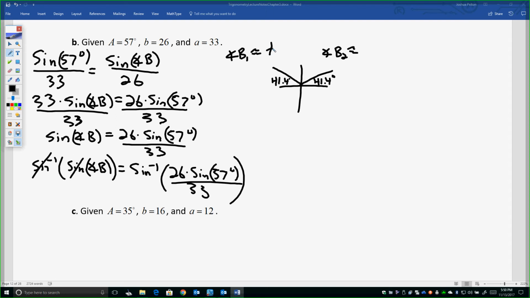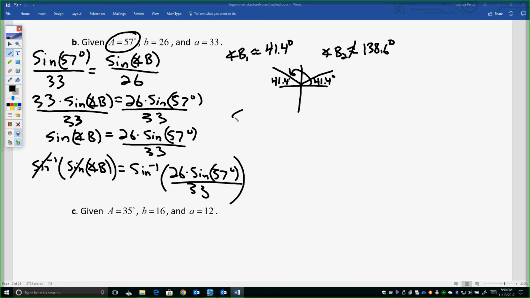here. So that's B1, 41.4 degrees, the first acute angle. If we go from there to there, that gives you the other angle, which is 180 minus that, 138.6 degrees. But here's the thing, we have to have an angle C. If there is an angle C, they must add up to 180. If I add 57 to 41.4, there's an angle C. If I add 57 to 138.6, that gives me 195.6 degrees, which is more than 180. That means this one is not possible.